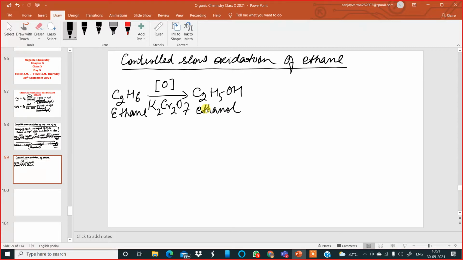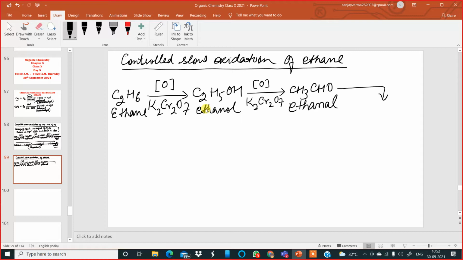Now, further, this ethanol gets oxidized to ethanal, CH3CHO. It gets oxidized to ethanal.